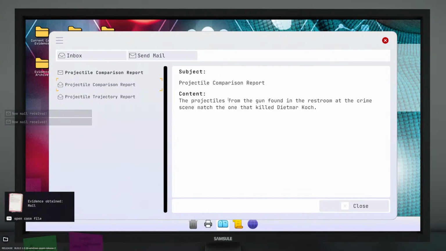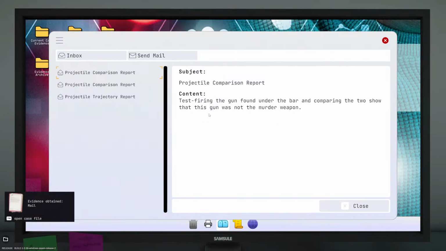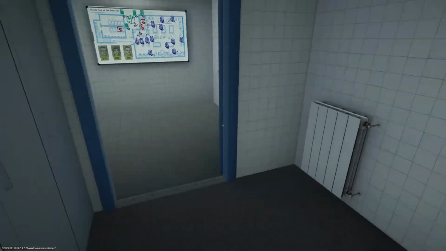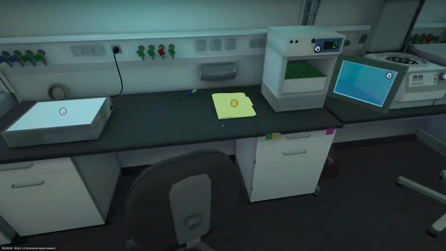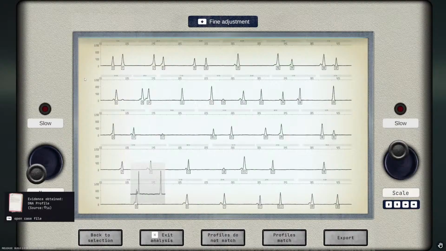Alright, comparison report. The projectiles from the gun found in the restroom at the crime scene match the one that killed Kosh. Test firing the gun found under the bar and comparing the two show that this gun was not the murder weapon.